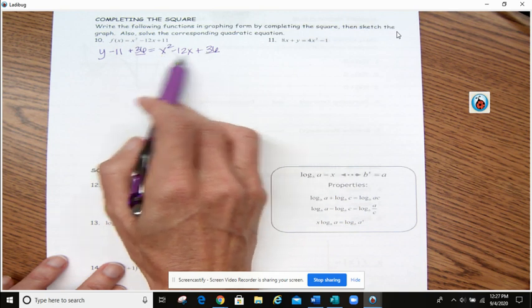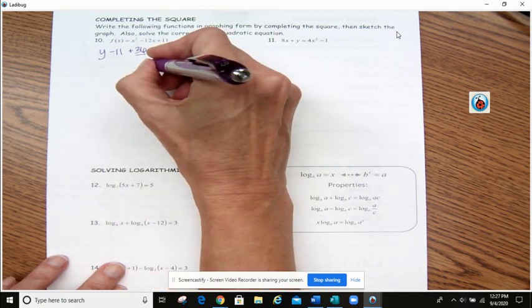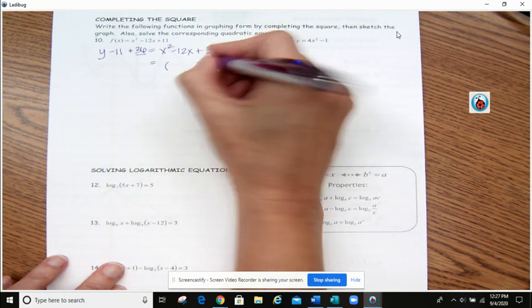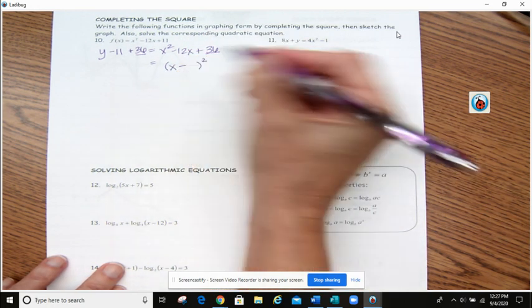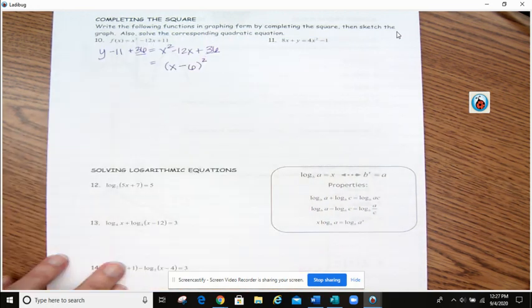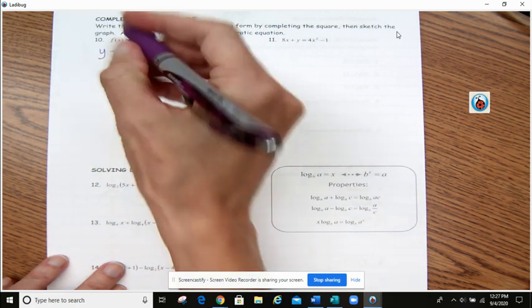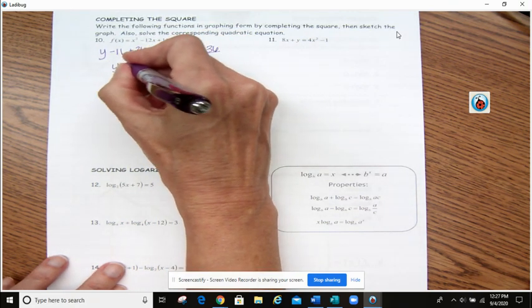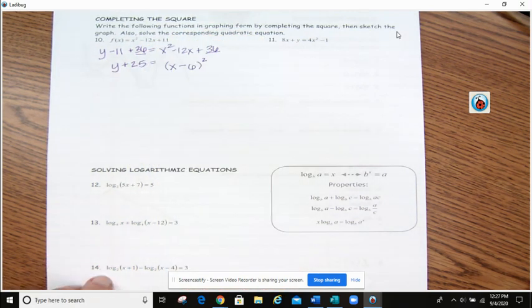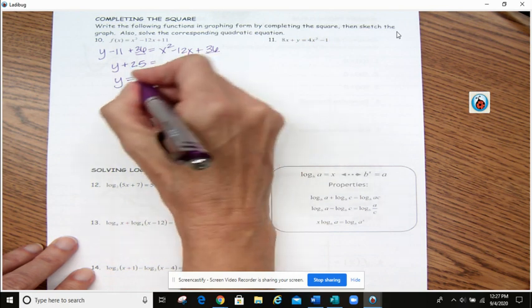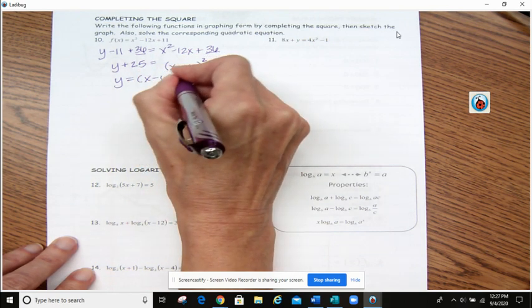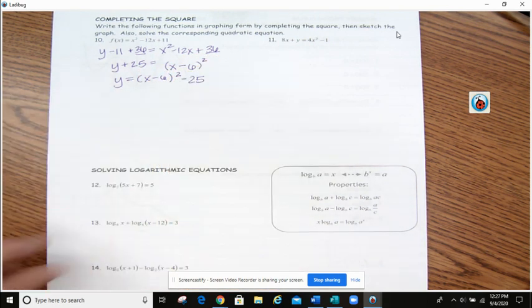This is a perfect square trinomial. So that means it factors into a binomial squared. It's always going to be x, the sign from the middle term, and the square root of the number you just added. And then over here on the left, I have y plus 25. Okay, so I'm almost ready to have it in graphing form. I just have to isolate y by subtracting the 25. And it's in graphing form.